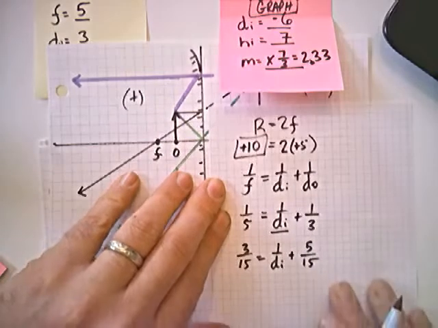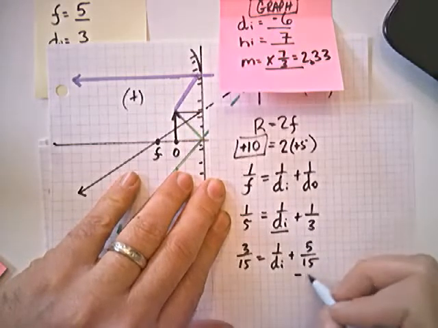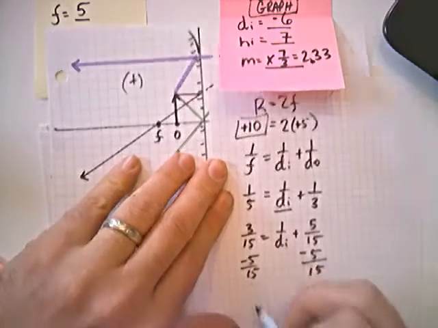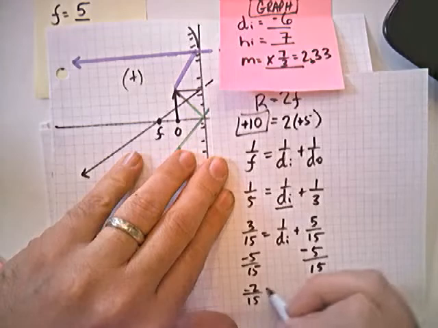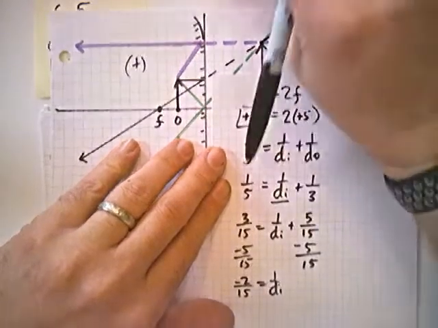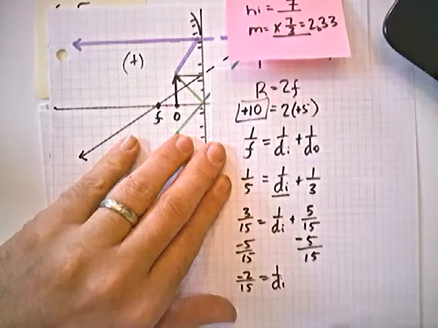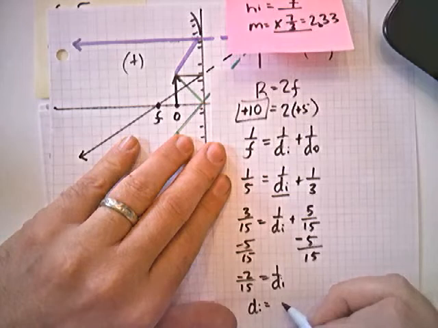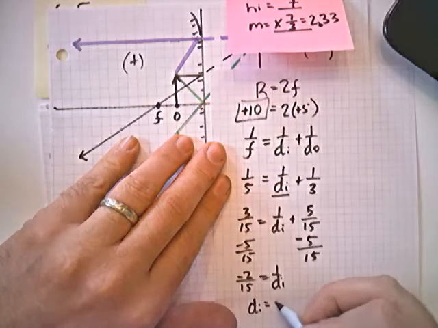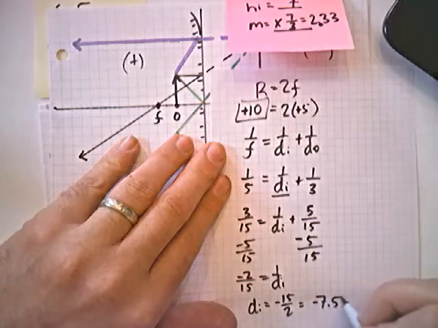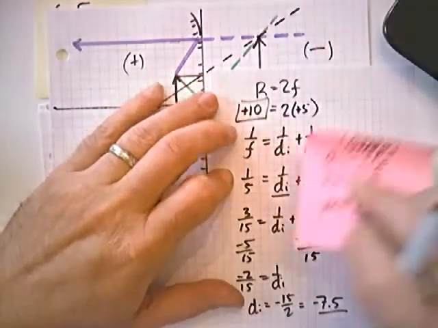So what do we do? We try to get 1/di by itself, so we subtract 5/15 on both sides, giving us -2/15 over here. And then what we want to do is flip the whole equation. So we flip it on its end and get di on top. So we get -15/2, which is -7.5.